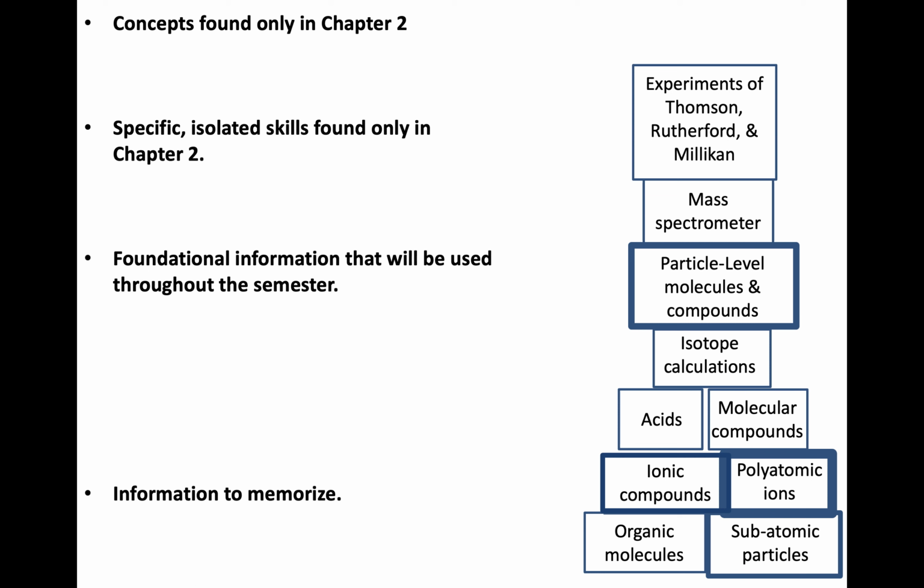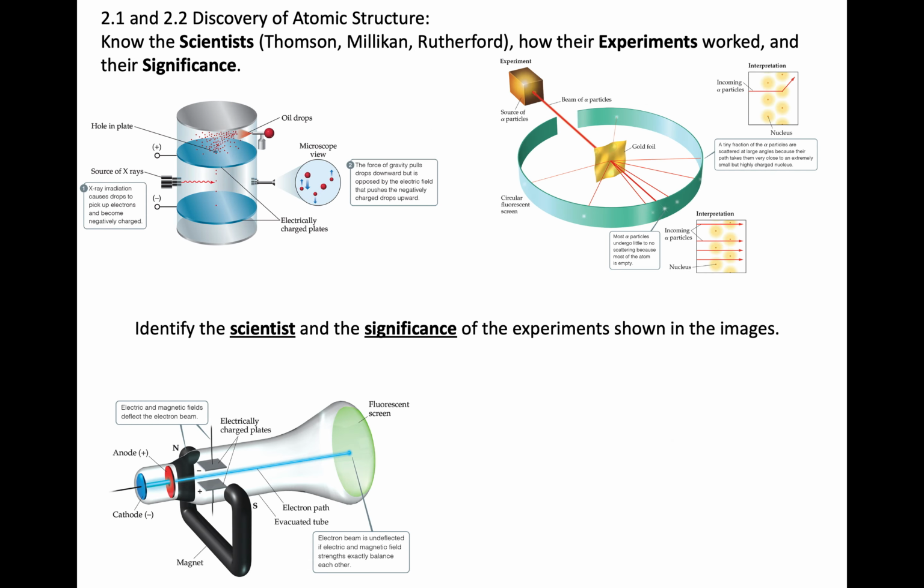Thinking about concepts that are found only in Chapter 2, these are some of the more difficult topics and questions on our exam. The experiments of Thomson, Rutherford, and Millikan, and a conceptual understanding of the mass spectrometer are concepts that are only found within Chapter 2.